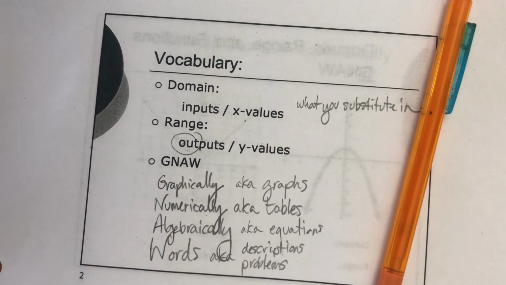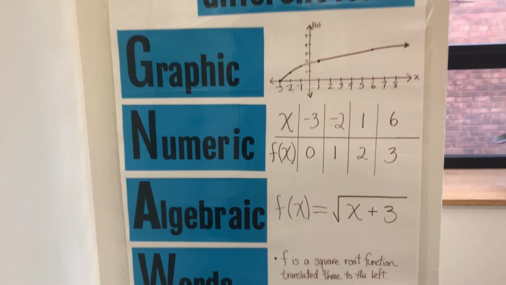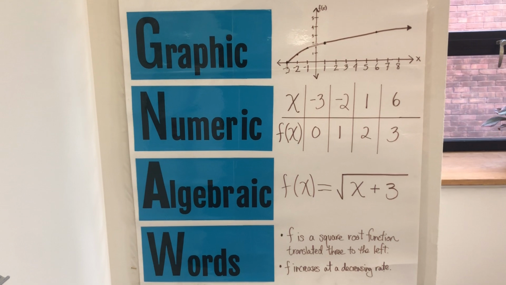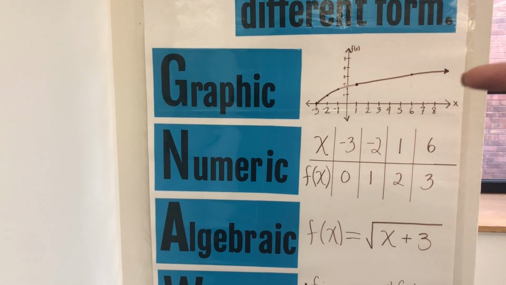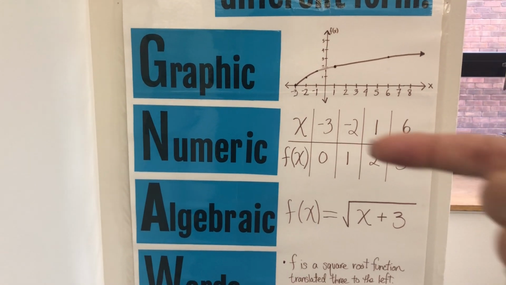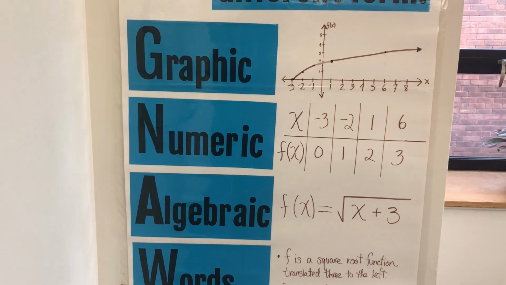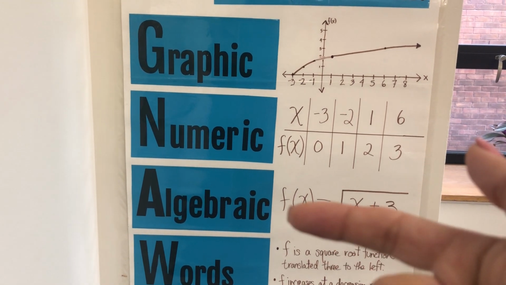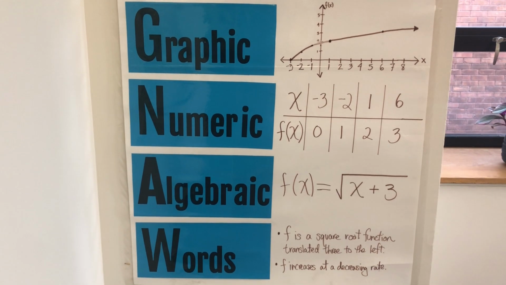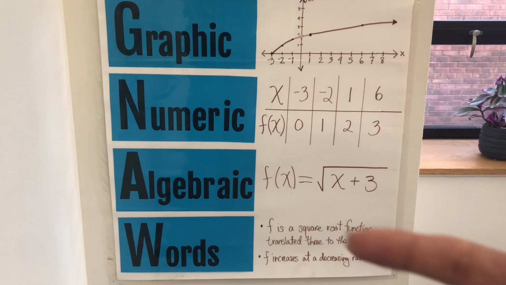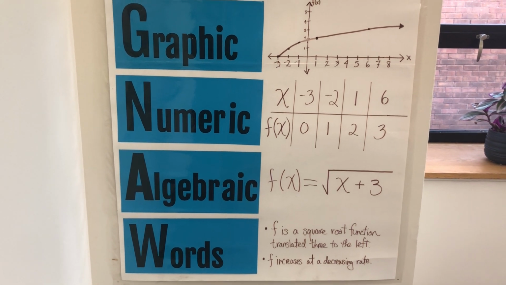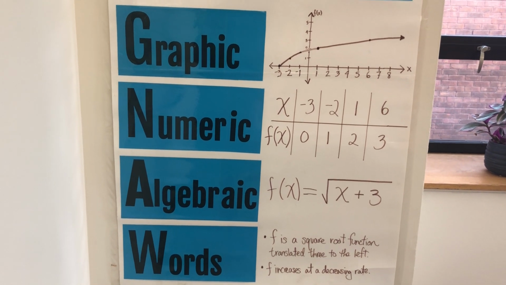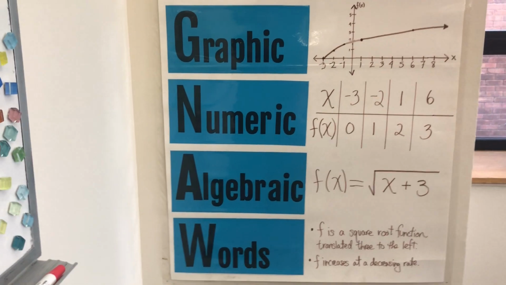For example, I have this poster right here in my classroom. This is an example of the same thing, just represented in 4 different ways. Right up top, you've got a graph. We've got numbers organized in a table. We have the equation of the function written out, square root of x plus 3. And then we have some words describing it. F is a square root function, translated 3 to the left, or you could describe it in words saying F increases at a decreasing rate. That works too, but this is our big idea.